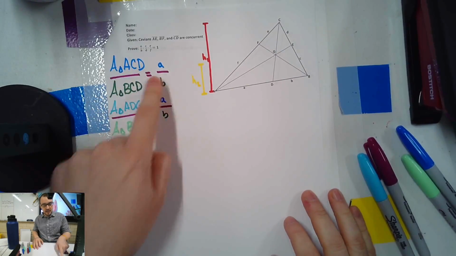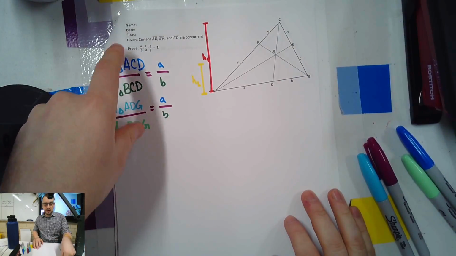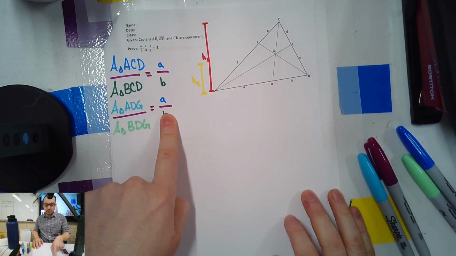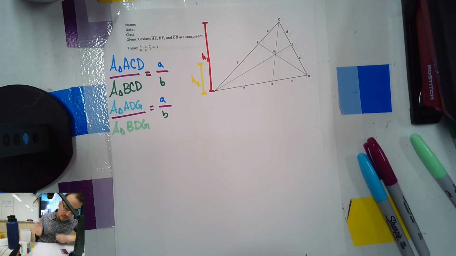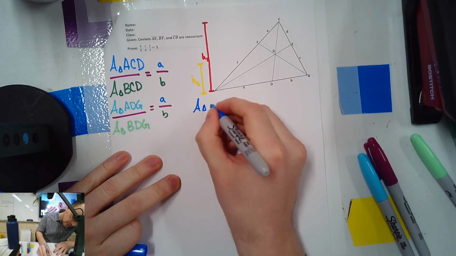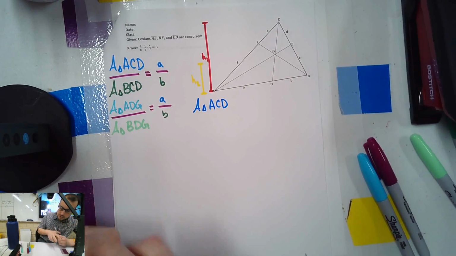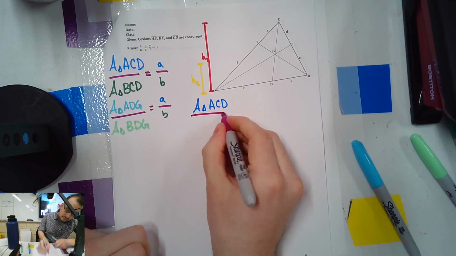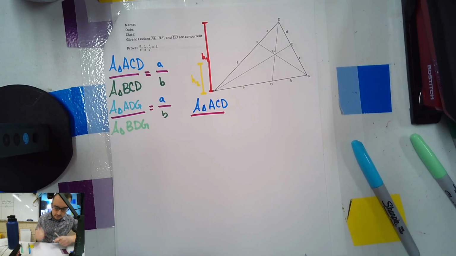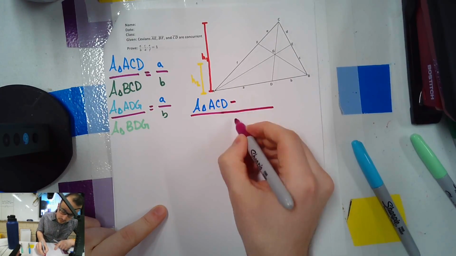So this equals that and that equals that. That means these equal each other. So I can put them in subtraction and have them equal A over B. So I'll write that and then we'll talk about it. So area of the first set of triangles in proportion. Let's do a big bar.